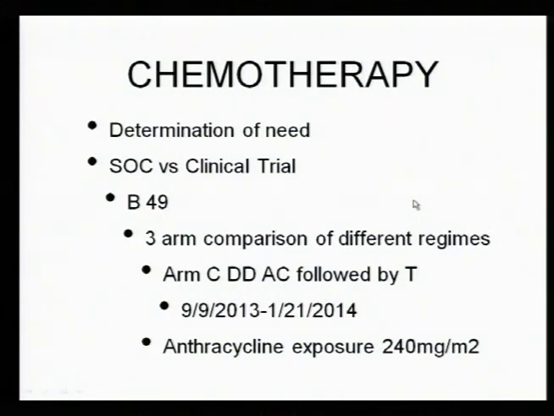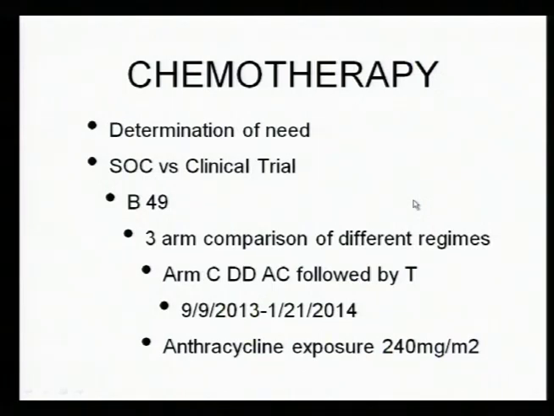So she was offered standard of care, which in general would be anthracycline-based chemotherapy or non-anthracycline-based chemotherapy, versus a clinical trial. And at the time of her diagnosis, an NSABP trial, B49, was available. That was a 3-arm comparison of different regimens, either anthracycline or non-anthracycline containing. The importance of that, anthracyclines have been the backbone for breast cancer chemotherapy for years.